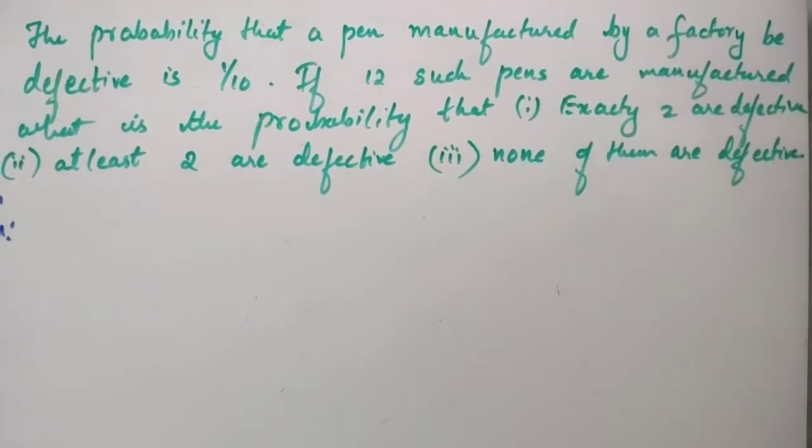In this session, I am starting with the problems on binomial and Poisson distribution. These problems have appeared in the previous year question papers. Here is the first problem.